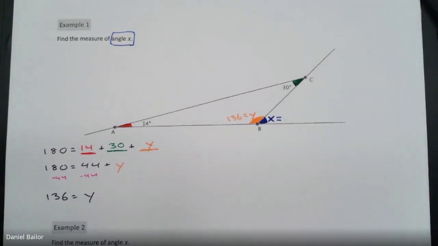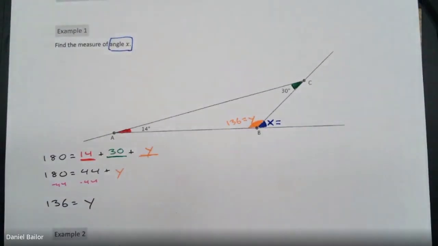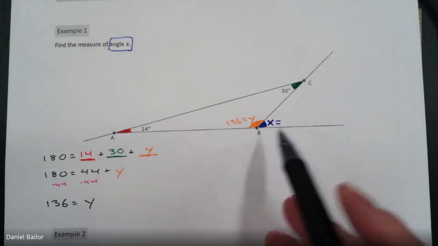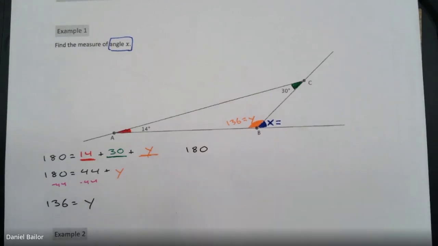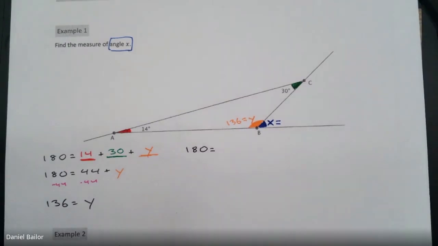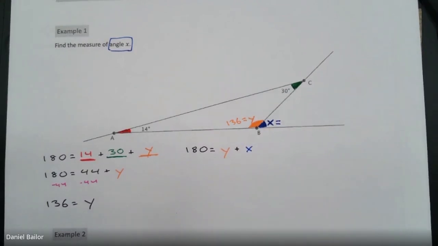But that's not what I care about. I care about the blue angle x. Well, I also know, this is still the long way, by the way. I'm still talking about the long way. I also know that this straight line right here also equals 180. So I know that because a straight line is 180, the orange plus the blue equals 180 because those two together make a straight line.